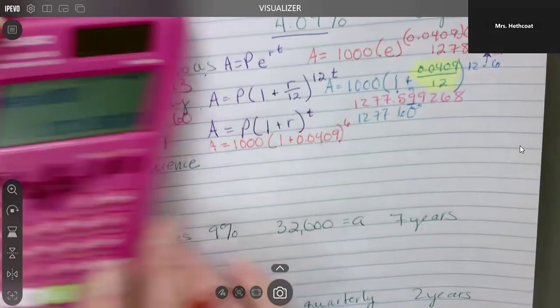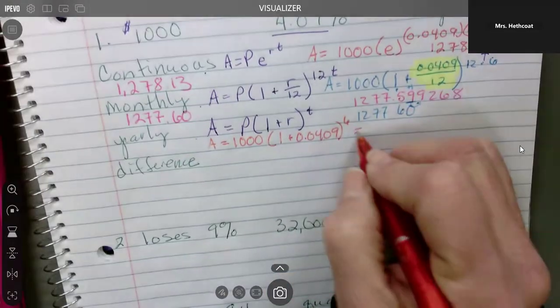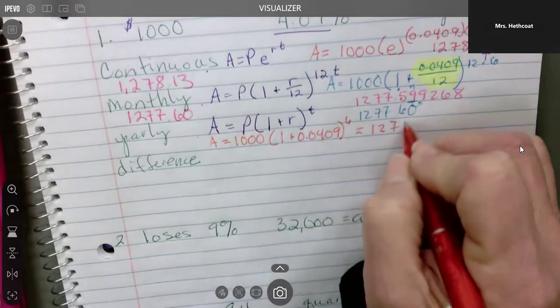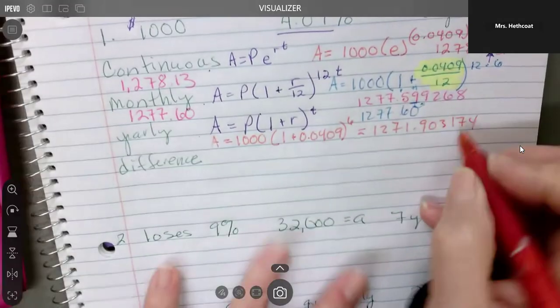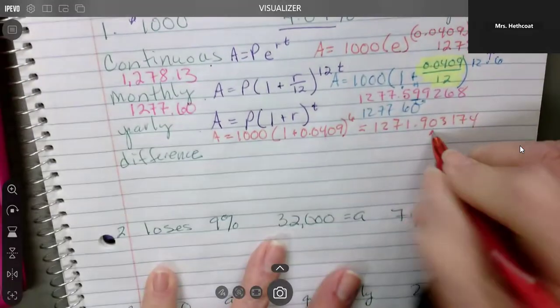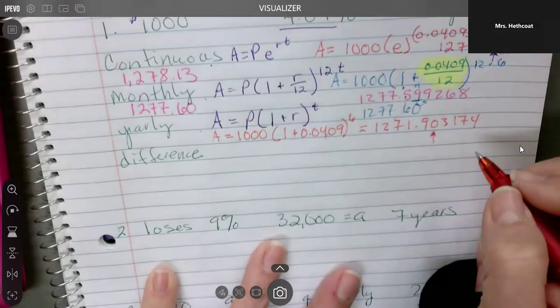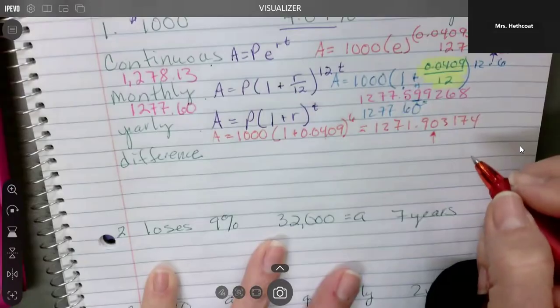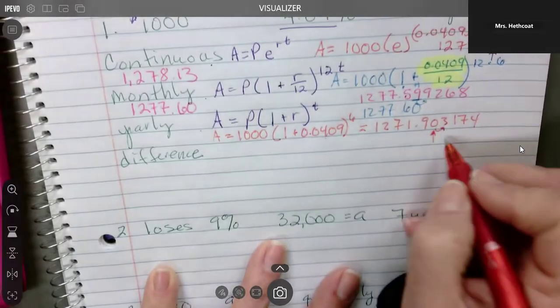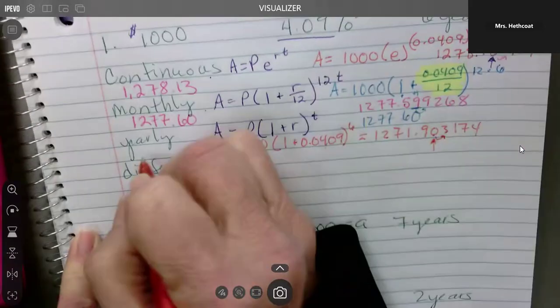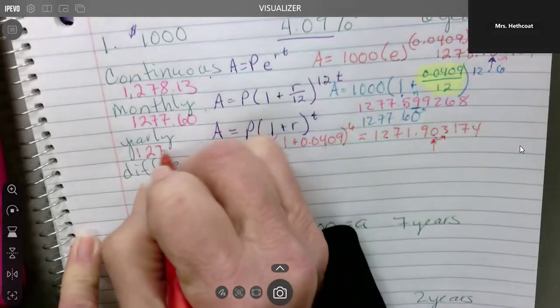So we get 1,271.903174. It's money, so I'm going to round to the pennies column, which is the hundredths place because there are 100 pennies in a dollar. And I look to the right, it is less than 5, so my 0 stays the same, giving me $1,271.90.